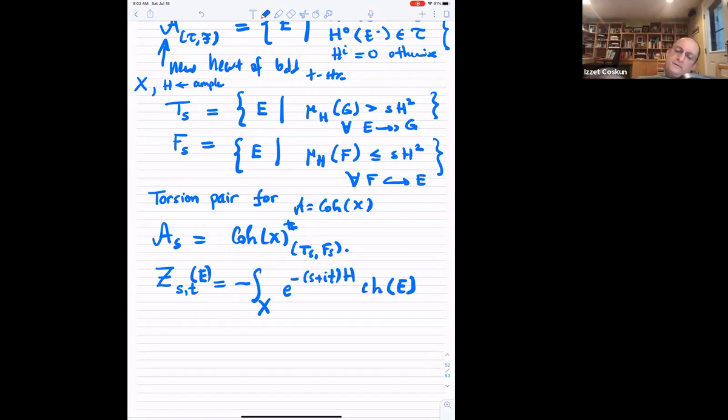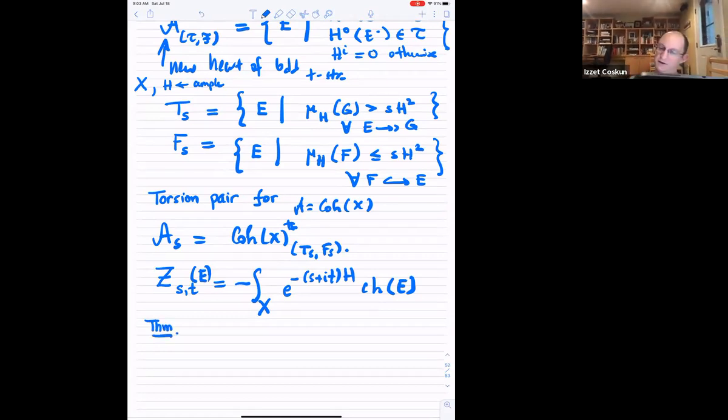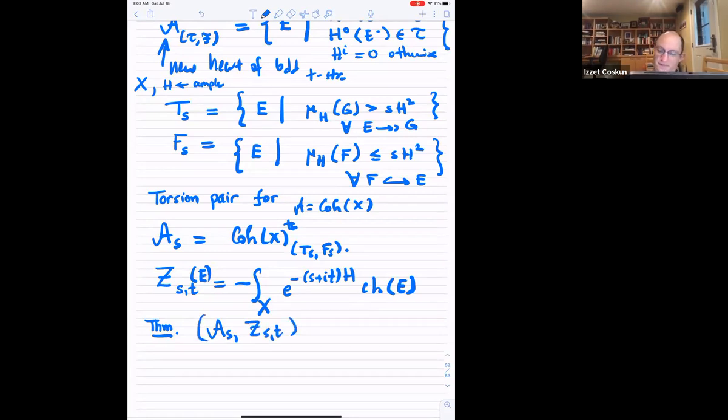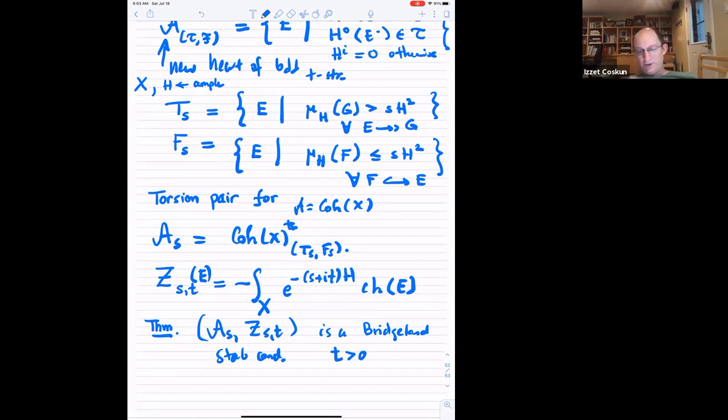And then the theorem here is, originally due to Bridgeland for K3 surfaces and extended by Arcara and Bertram, that this pair is a Bridgeland stability condition. And what I do need to say is that this t is a positive real number here. S is an arbitrary real number, but t is a positive real number. Okay?